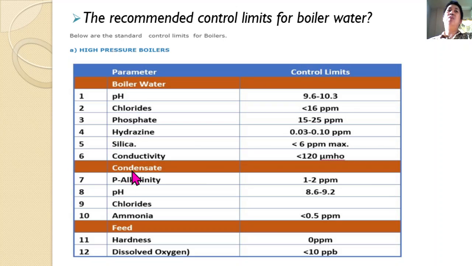So condensate water means from the consumer, from the ELO heater, EPO heater, from the fuel oil storage tank, any consumer. So that is condensate from the consumer. Boiler water is inside the boiler. Chlorides, we have 8.6 to 9.2. Ammonia, we have less than 0.5 ppm.